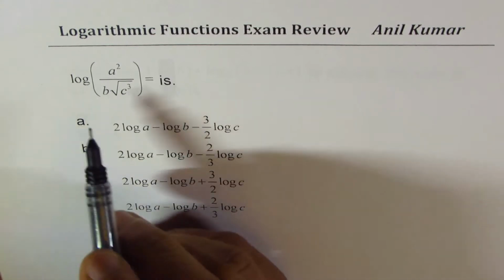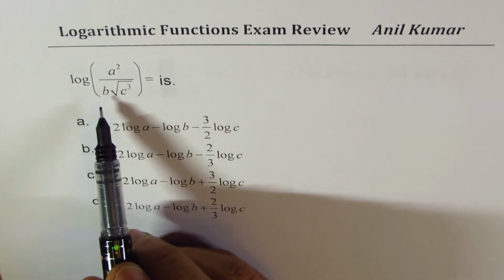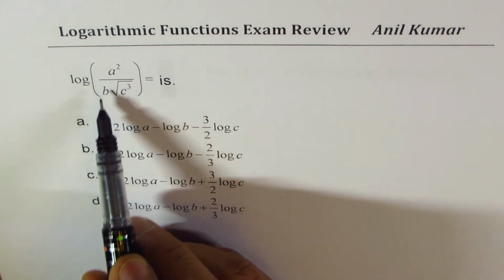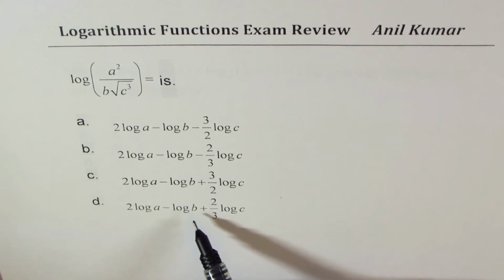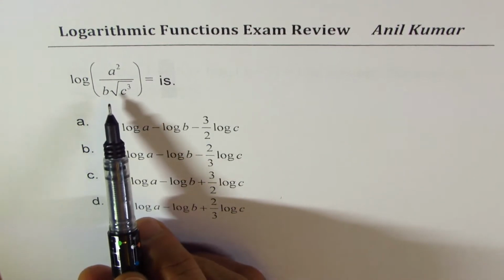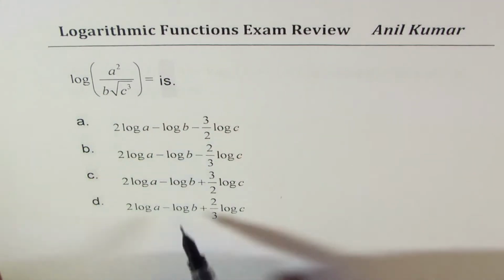Now we have a logarithmic function. We'll apply the properties of log. When a logarithmic function is given in product and quotient form, it could be written as a sum and difference. So we'll now see how to write this as a sum and difference. That's the whole idea. So these are 4 choices.